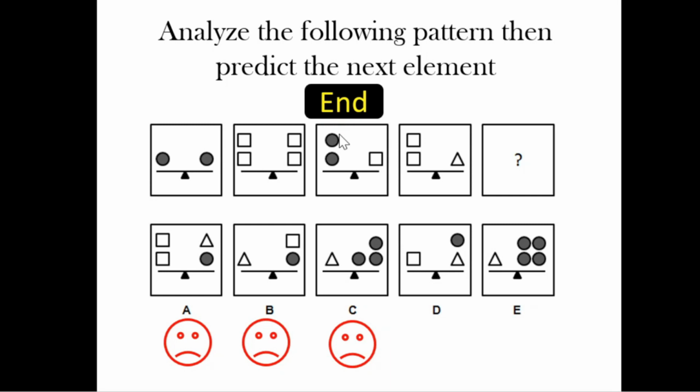based on a deduction that since a triangle has equal weight with 2 squares and each square has equal weight with 2 circles, then a triangle must have the same weight with 4 circles. We see now that the correct answer is letter E. That's what we've been talking about.